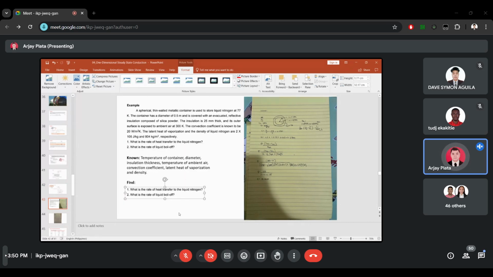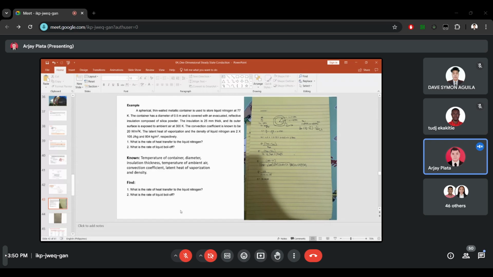Okay, so that's our required. Can you explain your solution, Aramay? How did you come up with this final answer, 13.06? Can you explain it? Assumption: steady state and constant thermal conductivity.